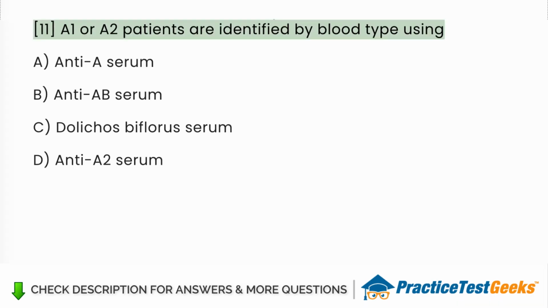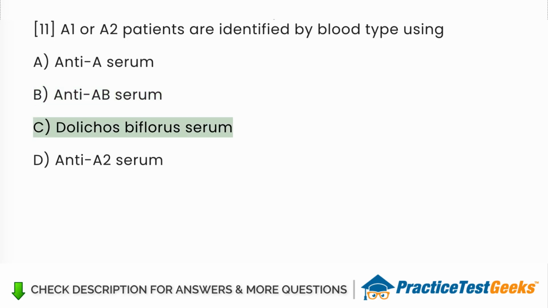A1 or A2 patients are identified by blood type using A. Anti-A serum. B. Anti-AB serum. C. Dolichos biflorus serum. D. Anti-A2 serum.